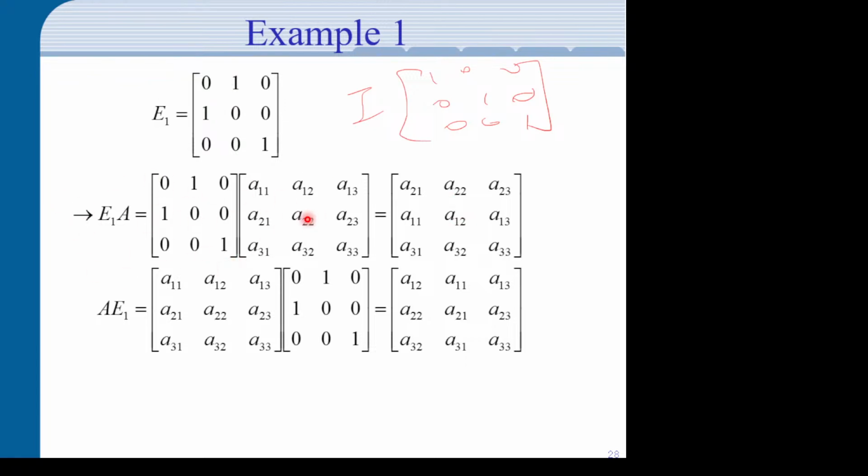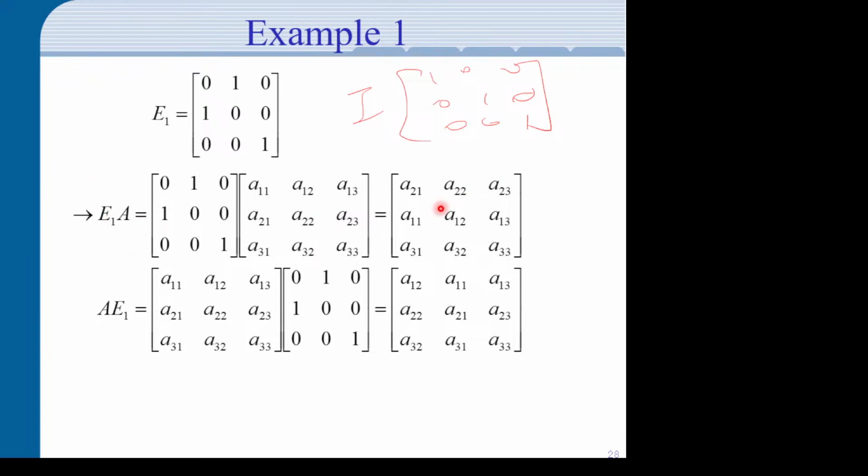Let's see that this matrix actually exchanges the first 2 rows of any matrix if you multiply on the left. So do E1A. The first row becomes the second row because it's picked up by this 0 1 0, which picks out A21, A22, A23, and similarly this row picks out the first row. So you see that the first row and the second row got swapped by this E1 matrix.